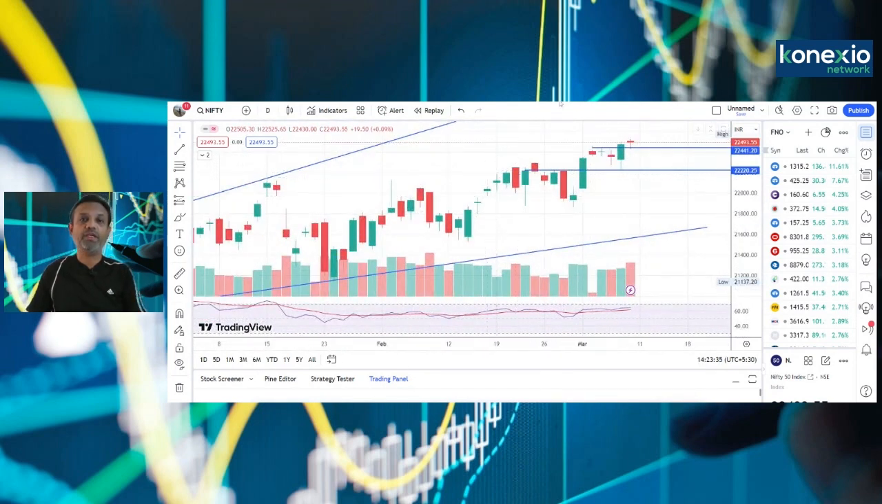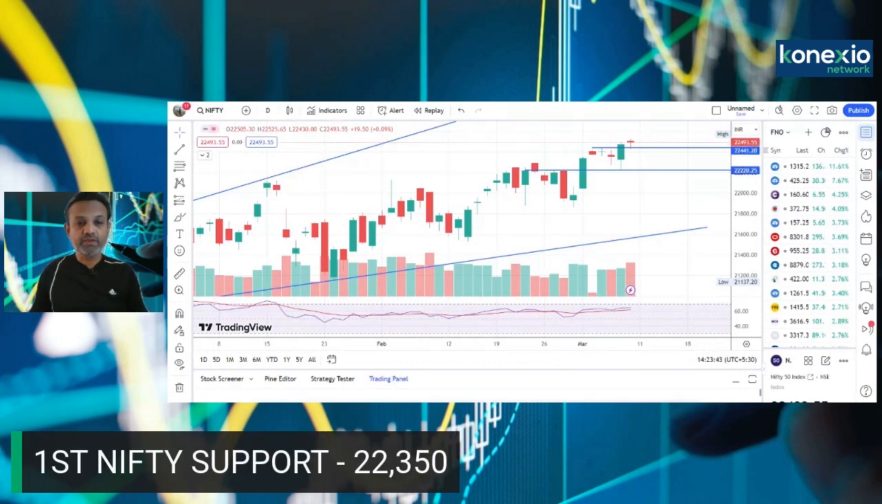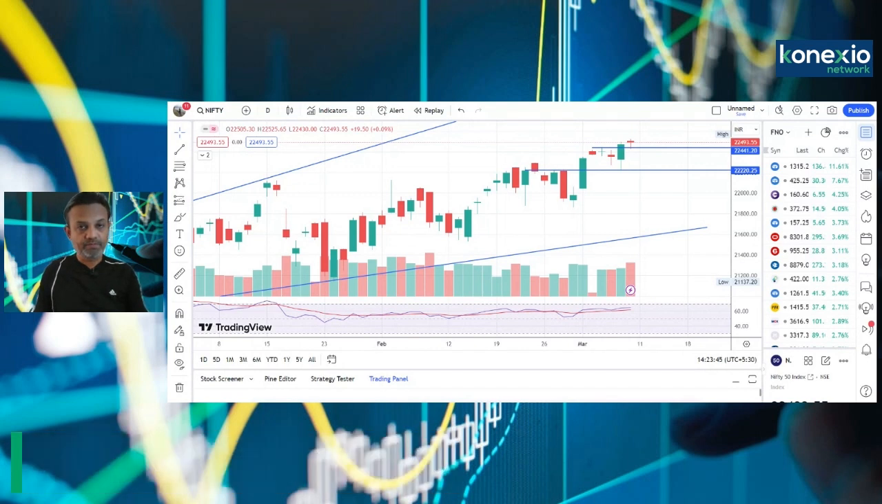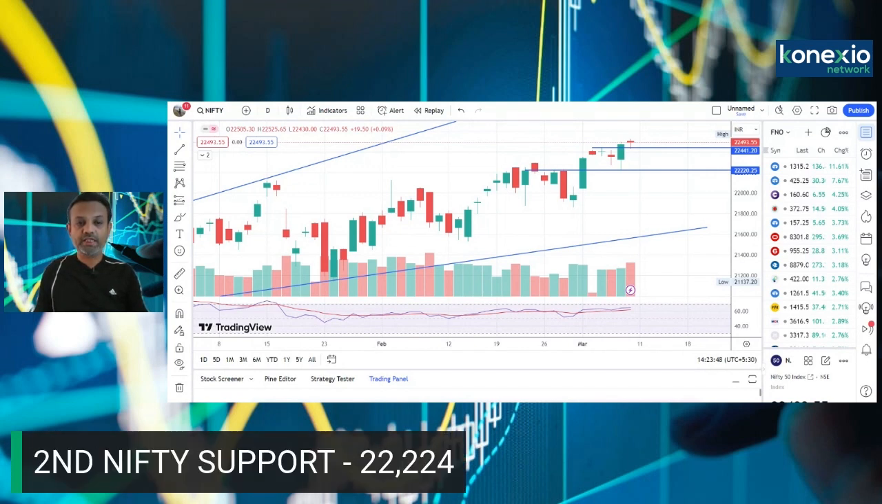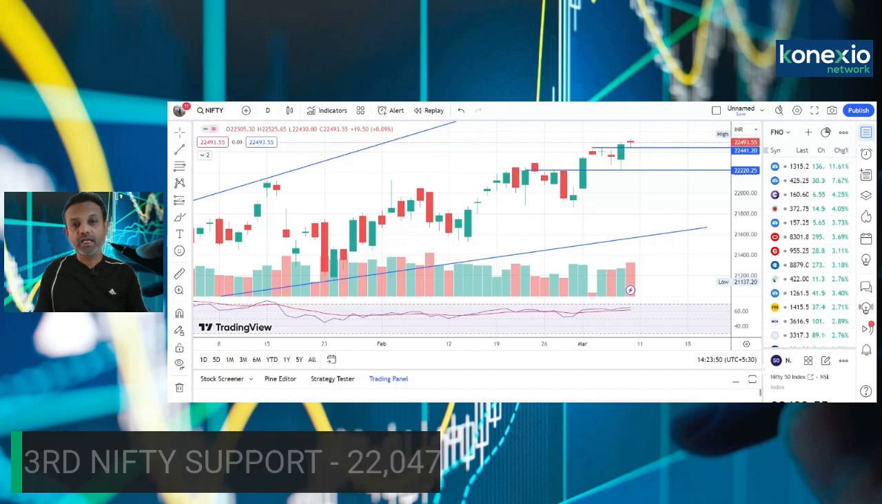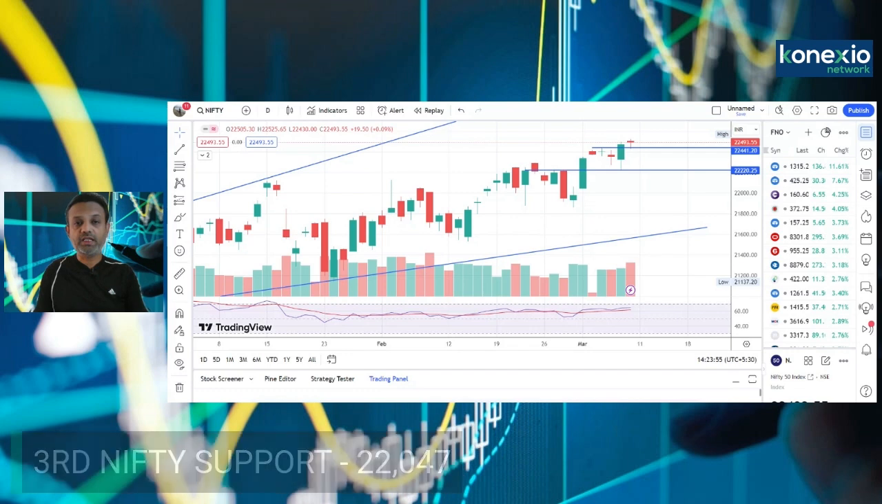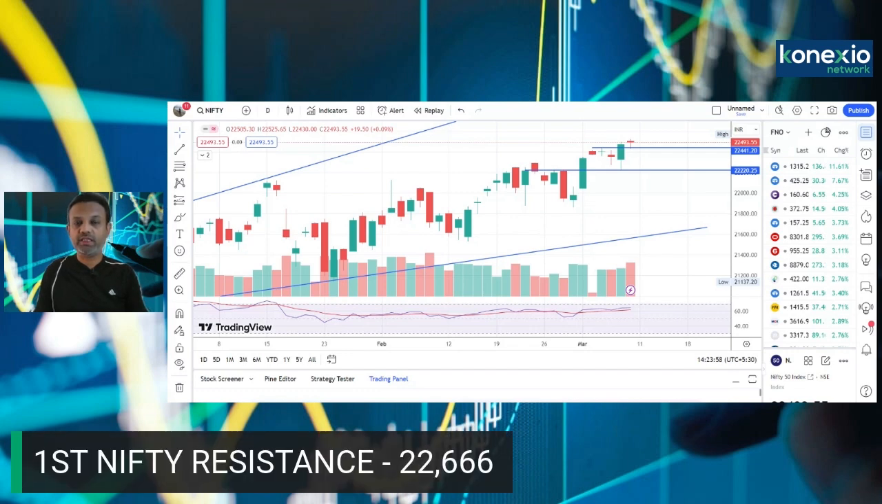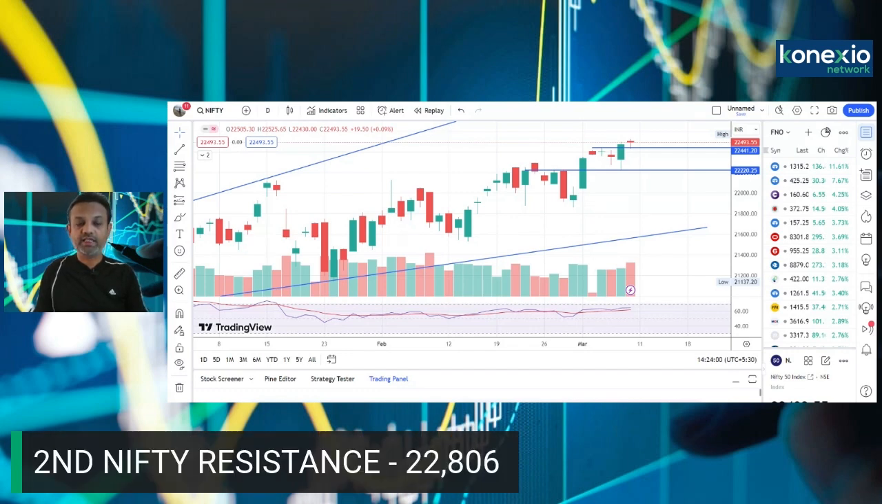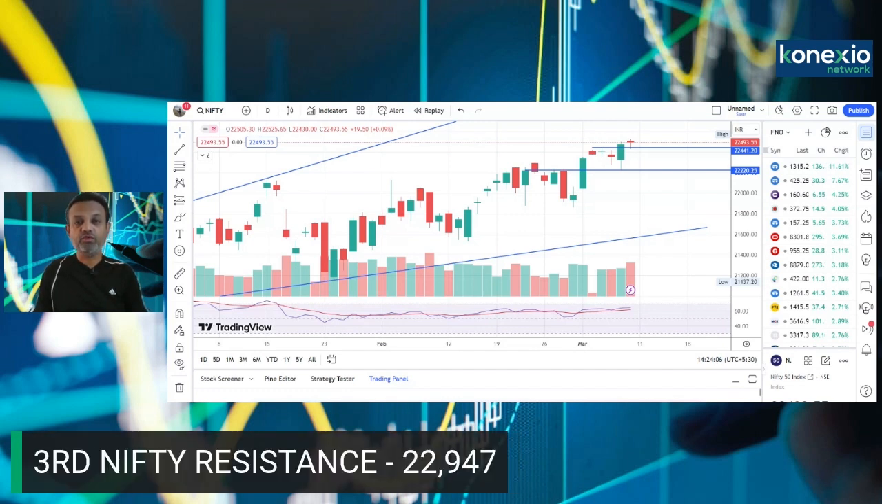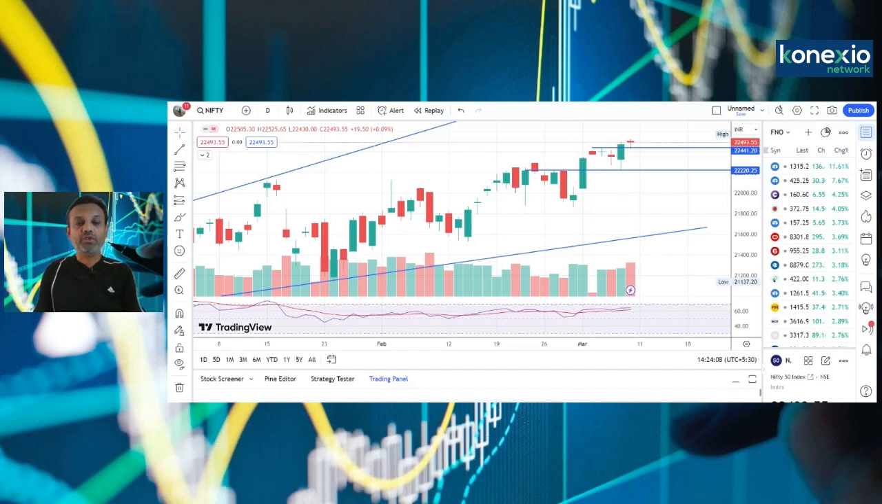So friends, now let us discuss the important support and resistance levels in Nifty for the next week. The first support in Nifty is placed at 22,350. Below that, the second support is placed at 22,224, and the third support is placed at 22,047. Whereas on the upside, the first resistance is placed at 22,666. Above that, the second resistance is placed at 22,806, and the third resistance is placed at 22,947. So these are the crucial support and resistance levels in Nifty for the next week.